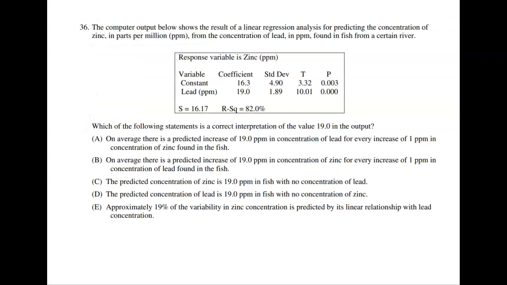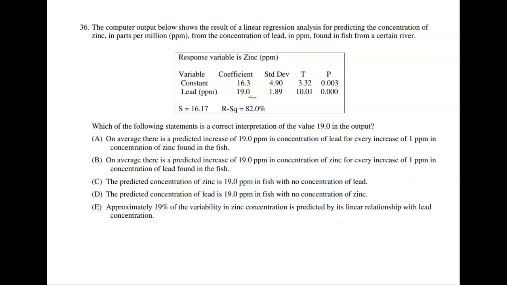Looking at 36, the computer output below shows the results of a linear regression analysis for predicting the concentration of zinc in parts per million from the concentration of lead in ppm, parts per million, found in fish from a certain river. Which of the following statements is a correct interpretation of the value 19.0 in the output?